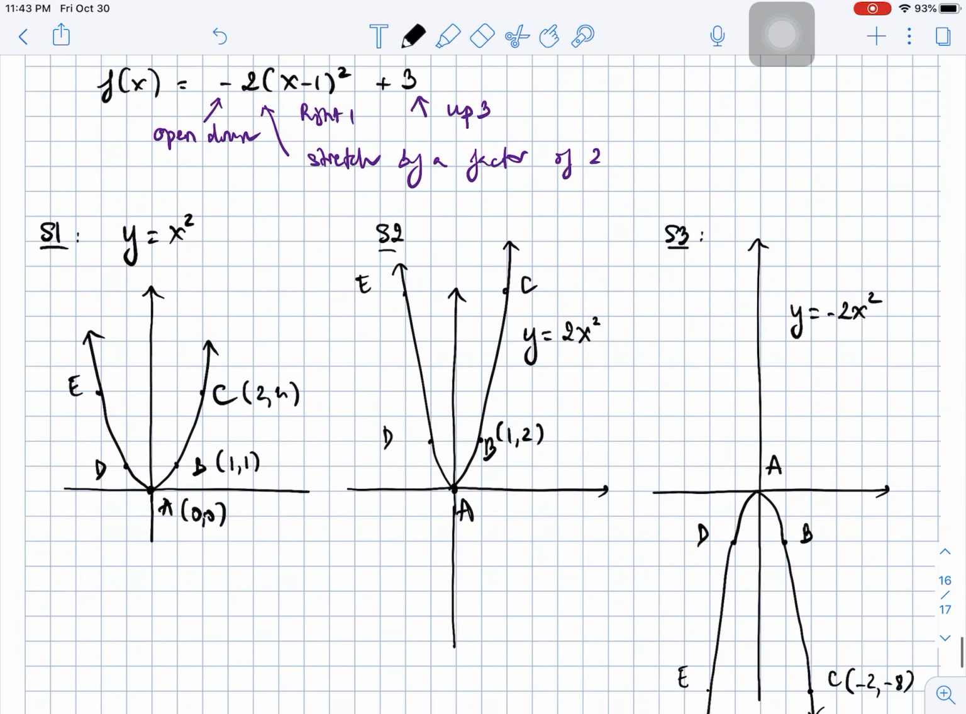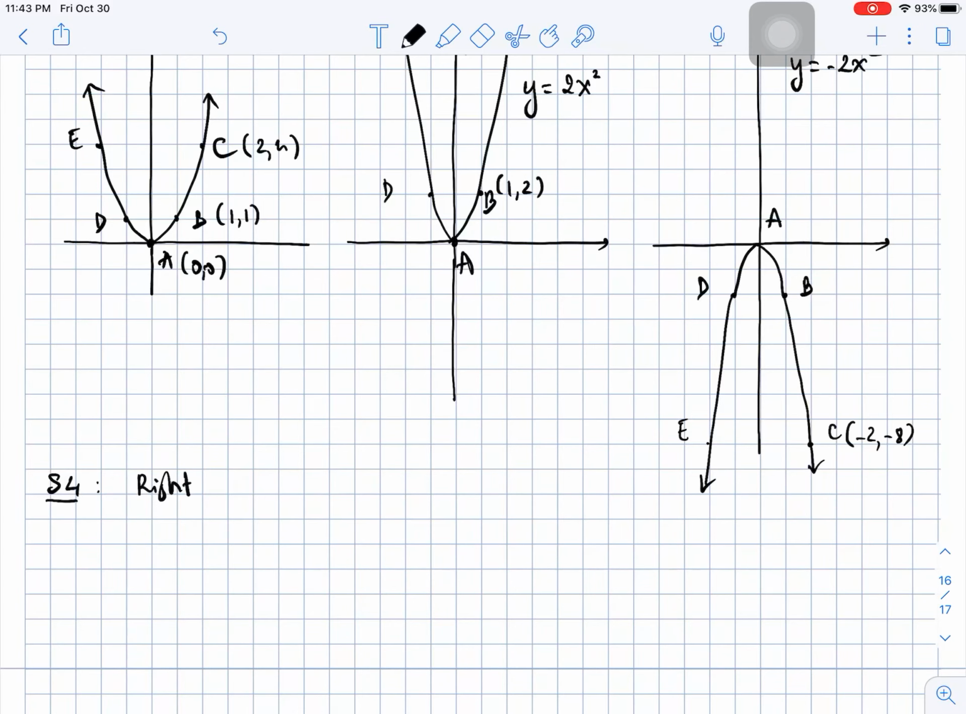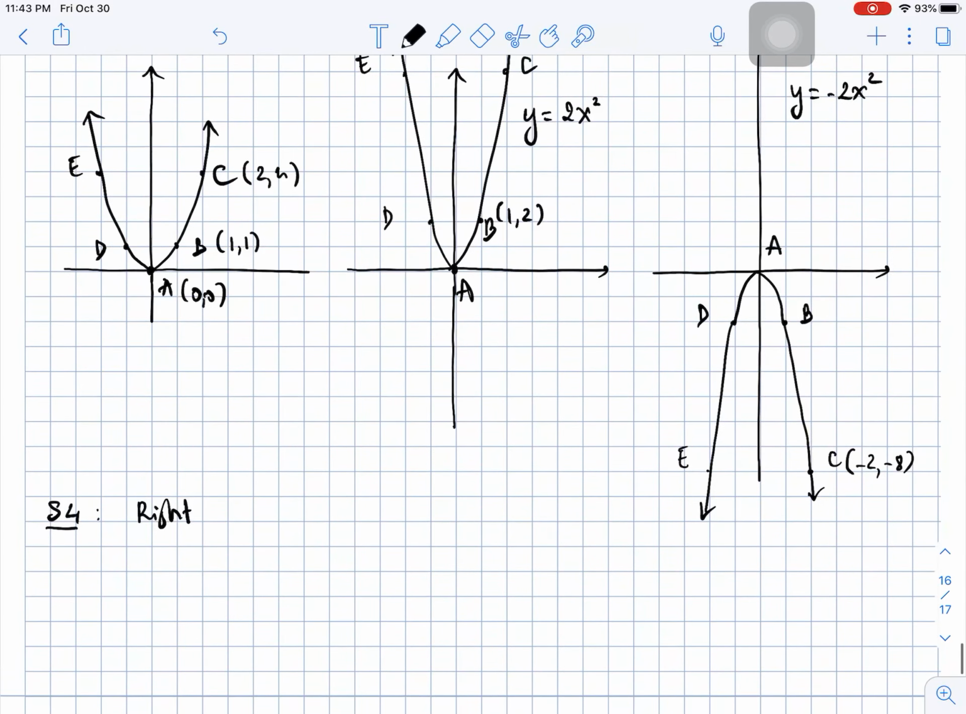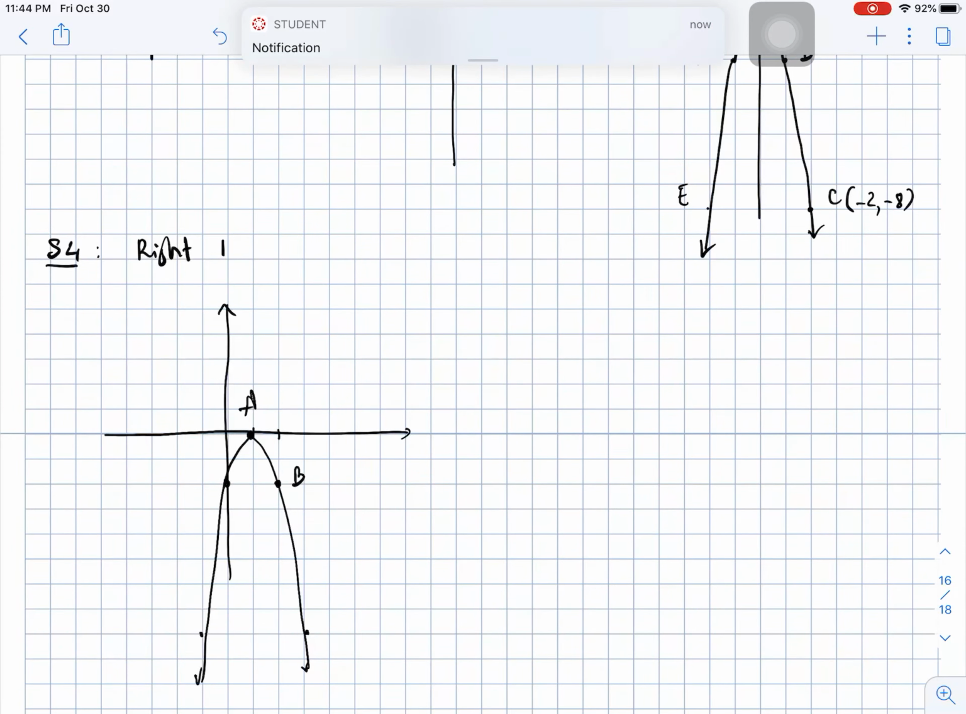Okay, so now let's go back and label the function. So the function is y equal 2x squared for step number 2. For step number 3, we flip up and down, so y equal negative 2x squared. Now it's easy to move up, down, left, right. Okay, so I'm going to move to the right first. So step number 4, we're going to move the graph from step number 3 to the right 1 unit.